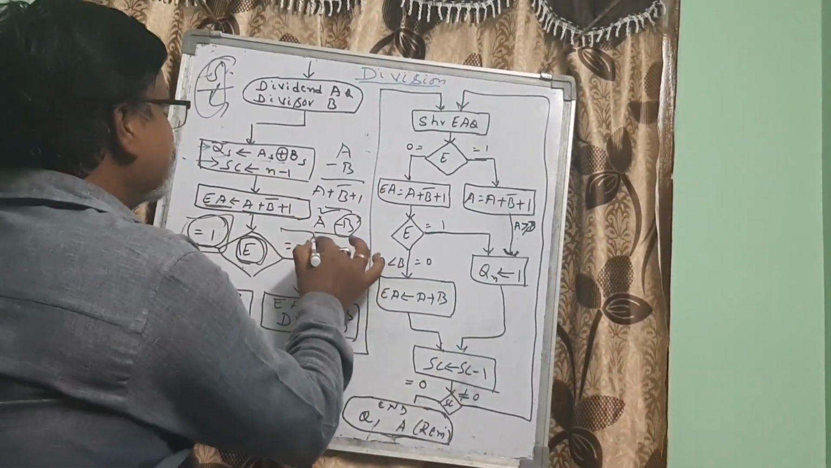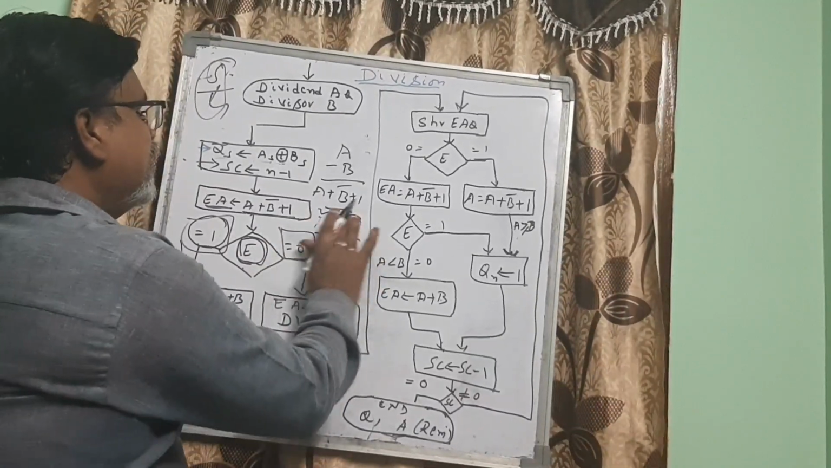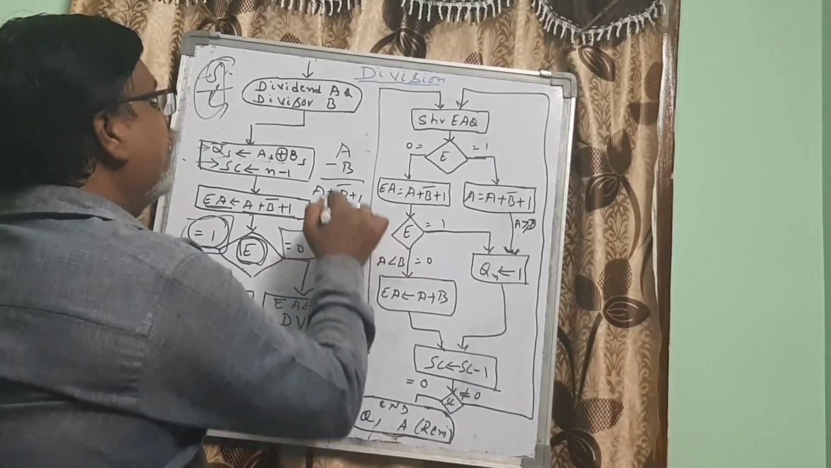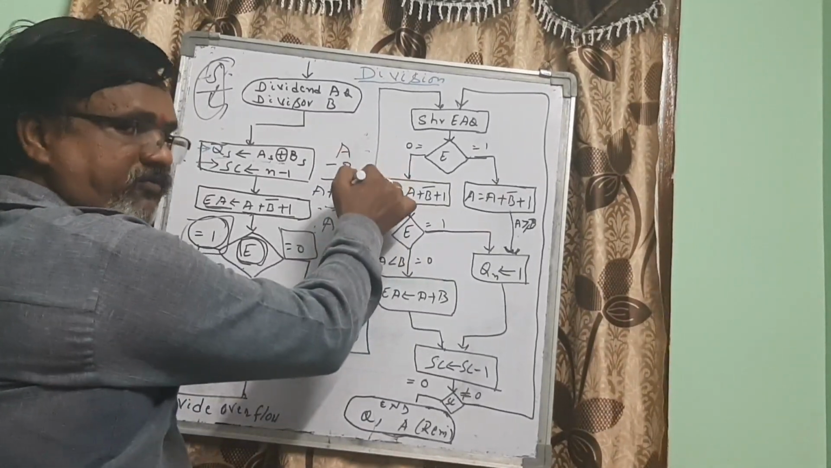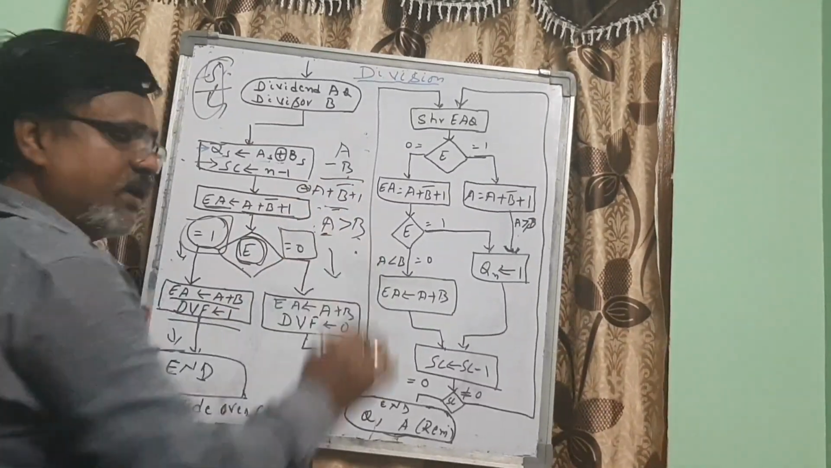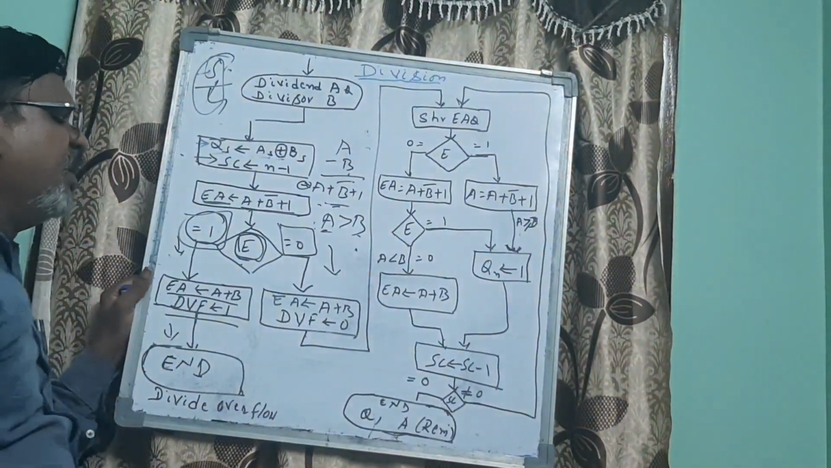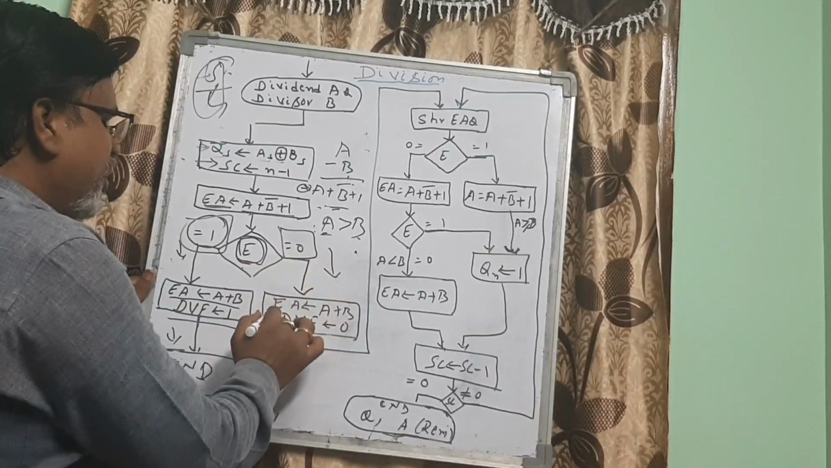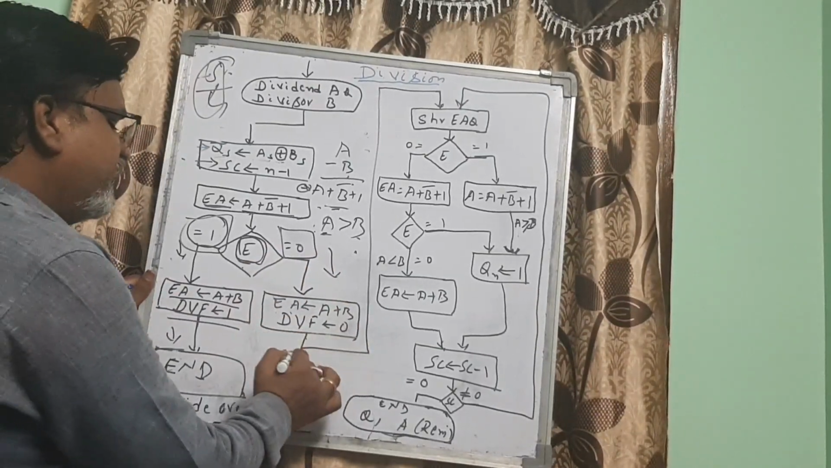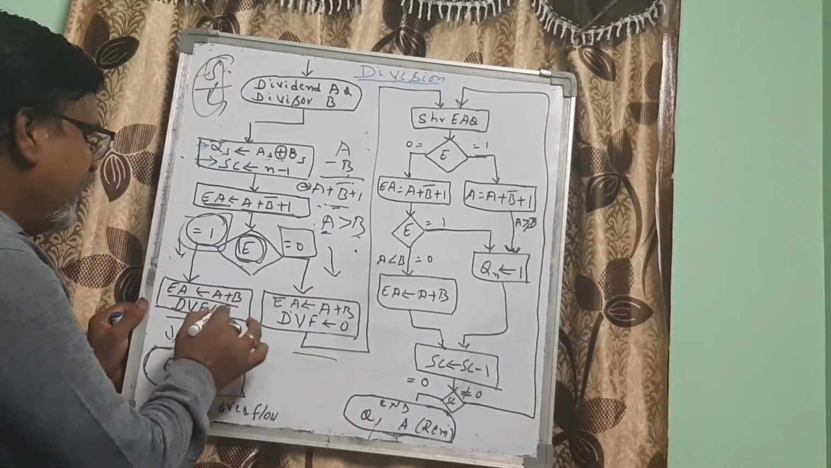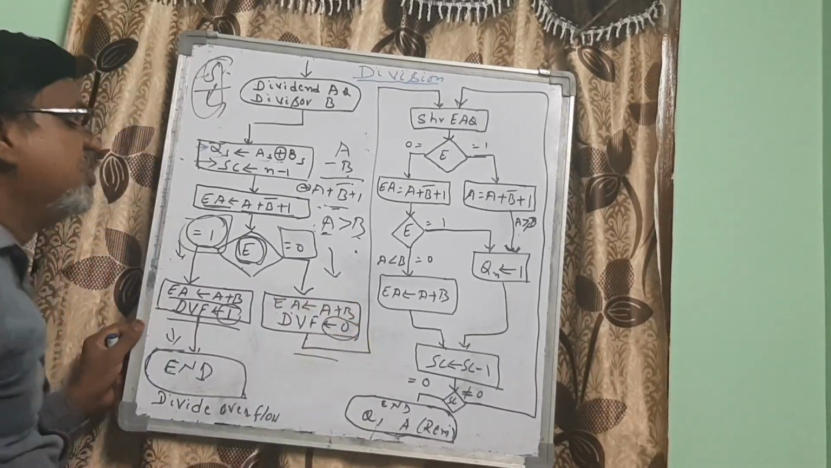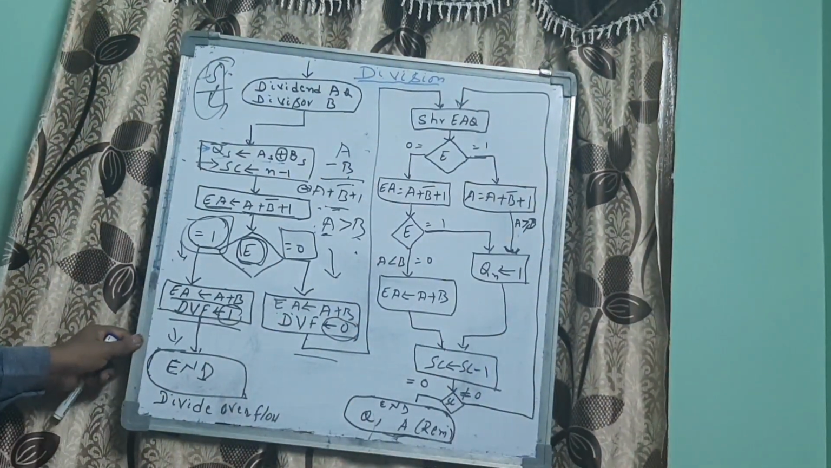But if the E value is 0, you can assume that A is greater than B. When you perform A minus B and no end carry is generated, it means A is greater than B. That's what we know very well. So when E is 0, we use EA = A + B, and DVF is set to 0. Here division overflow is set to 1, and here division overflow is set to 0.